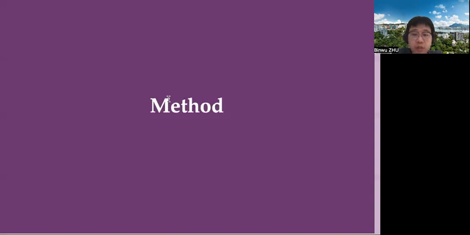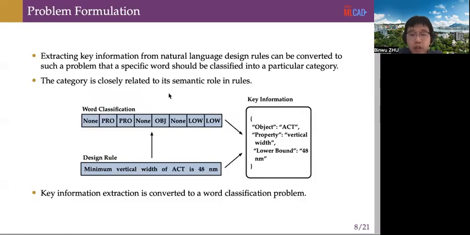Okay, then let me introduce the methodology of our work. So the first question is how to extract key information from natural language design rules. Well, it can be converted to such a problem that a specific word should be classified into a particular category. The category is closely related to its semantic role in rules, and all categories we define will be explained in the next page. Now you can see the problem can be considered as a word classification problem. After finishing the word classification task, the categories and the related words can be paired, which is exactly the key information extracted from design rules.